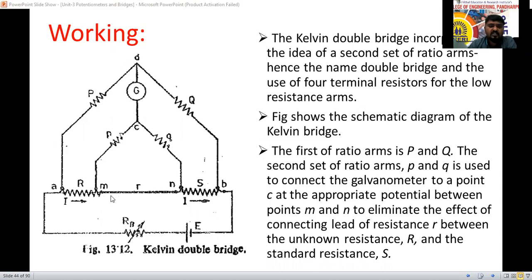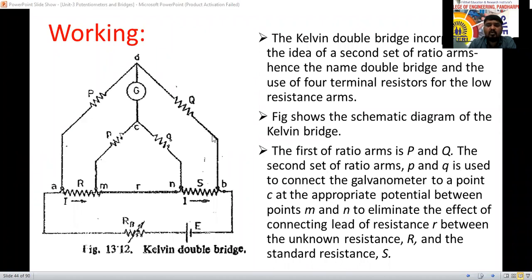Now this small r is the contact resistance, whatever we are going to use here. That one also we are considering, so that the error will not occur and we'll get the exact value here. So the first ratio arms are P and Q. This capital P and Q are the first ratio arm.